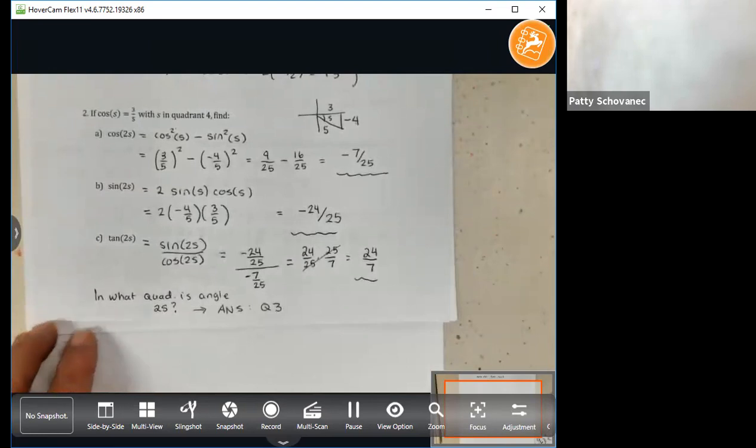Right, tangent is positive, sine and cosine are negative, so 2S has to be in quadrant 3.